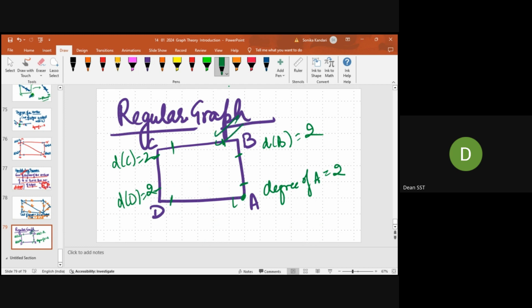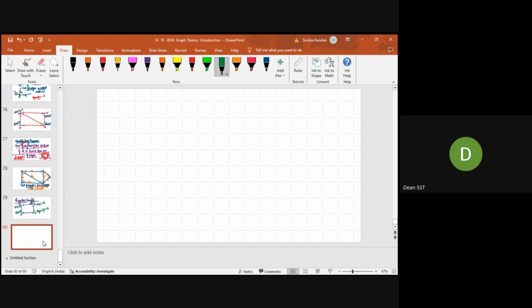Is it clear? Yes, ma'am. Can you give an example of any such graph? A rectangle.